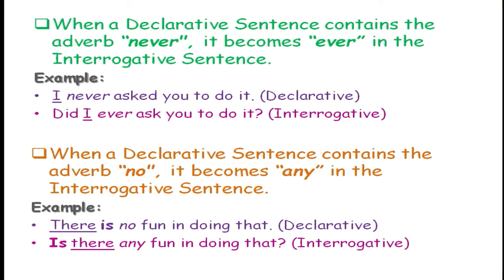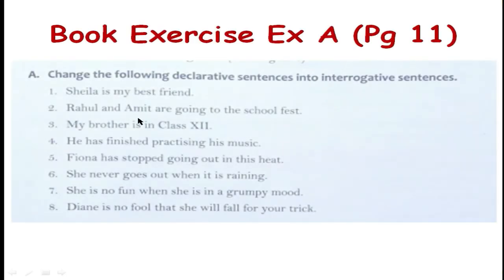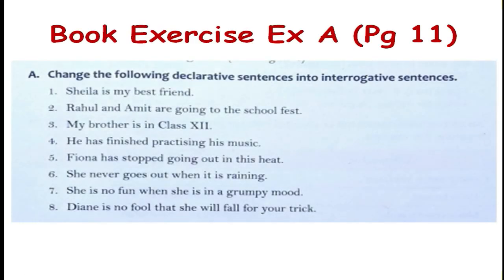Now let's look at the book exercise A, which is there in your book. I've just taken this screenshot of it. You all will do this exercise in your rough copies. Those who have their books will also do it in their rough copies, and those who don't will also do it in their rough copies. Now, what do you have to do here? Change the following declarative sentences into interrogative sentences. Is it mentioned here that you have to make sure the meaning of the sentence doesn't change? No. So you do as you know. You will bring the verb in front of the subject.